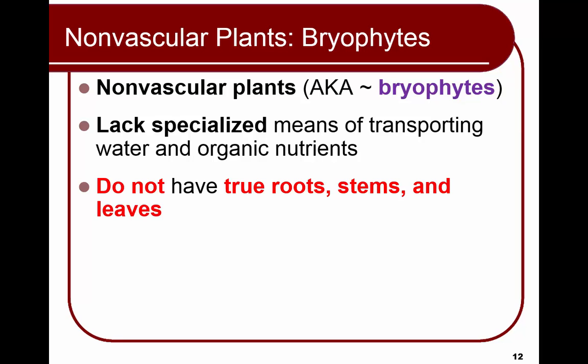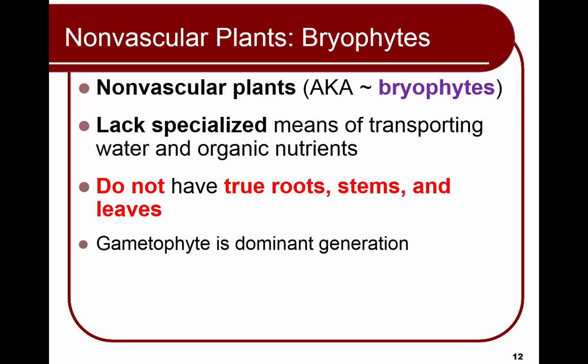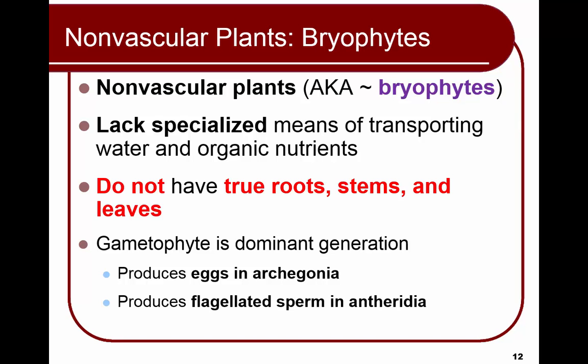nutrients. The gametophyte is the dominant generation, and this is the only land plant that you're going to see this in. They produce eggs in the archegonia, and they produce flagellated sperm in the antheridia, and the sperm have to swim to the egg in a film of water for fertilization to occur.